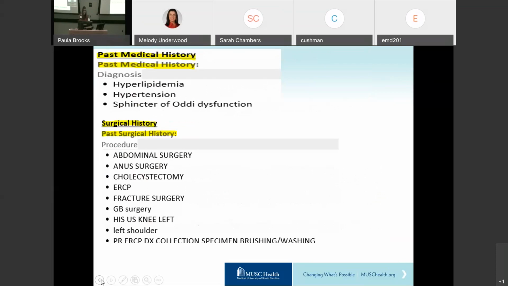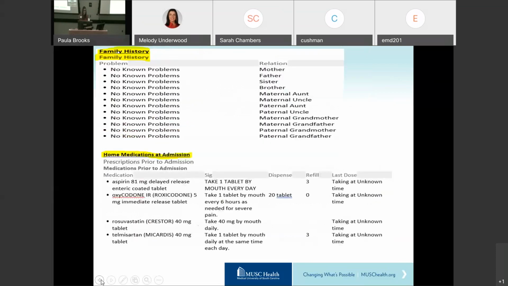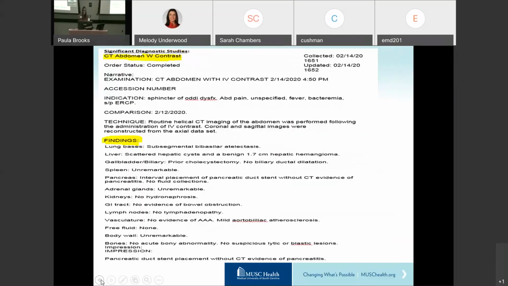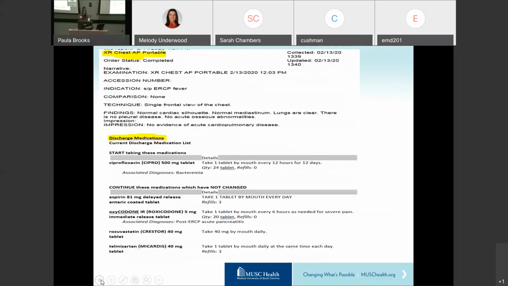We even have a surgical history. We have a family history. We have what their home medications were when they came in during admission. We have their hospital course and all the problems that were addressed during their hospital stay. We have that they had a CT and what the findings are of the CT, as well as an X-ray, and what their discharge medications are going to be.